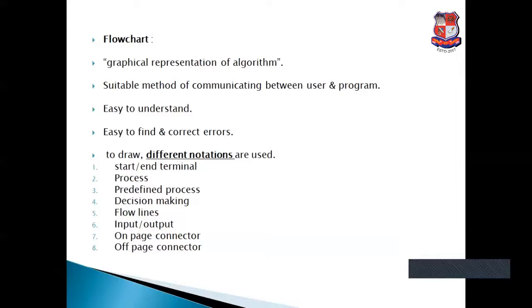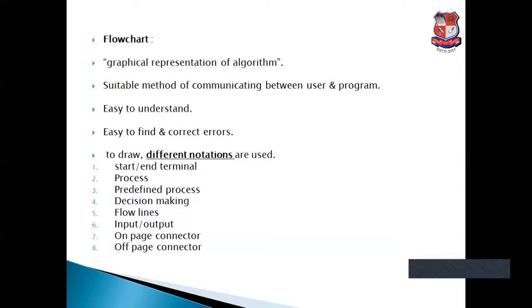that particular error occurred in a flowchart. Okay, to draw a flowchart, you have to use different types of symbols or different types of notations. Those notations are start and end, process, predefined process, decision making, flow lines, input output, on page connector and off page connector. For different activities, different notations are there.